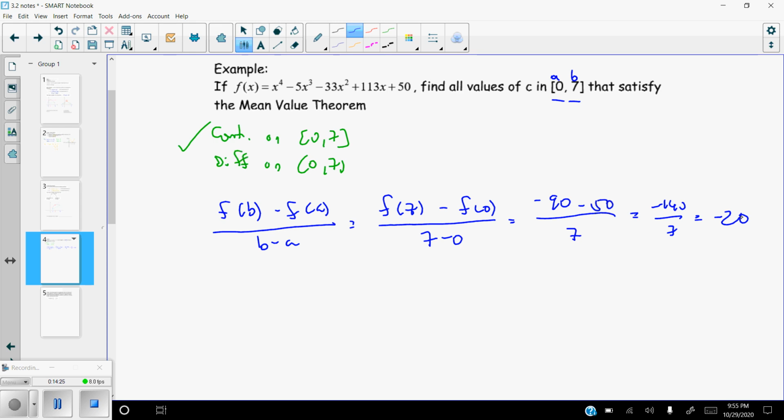Mean value theorem says that the derivative has to equal that slope somewhere, because remember, derivative is instantaneous slope. So the derivative, let's take the derivative.